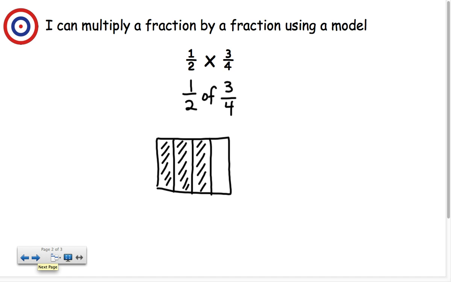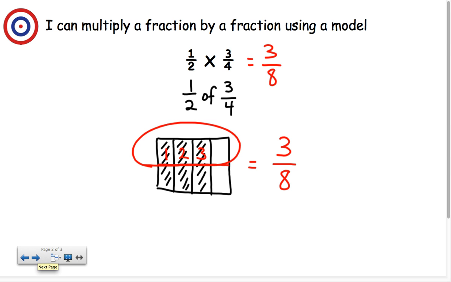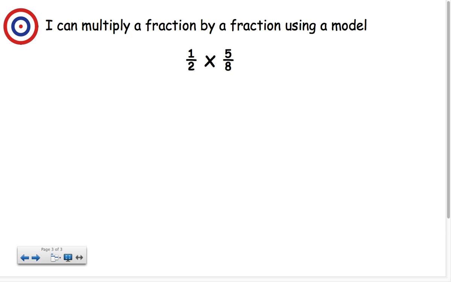Now what I'm going to do is take 1/2 of that 3/4. So what I can do is split this cake into half. Now what I've done is I've actually created 8 pieces here. You can see that in my whole amount there are 8 parts, and in 1/2 of all of that there are 3 pieces. So if I eat half of 3/4 of a cake, I actually eat 3/8 of the cake.